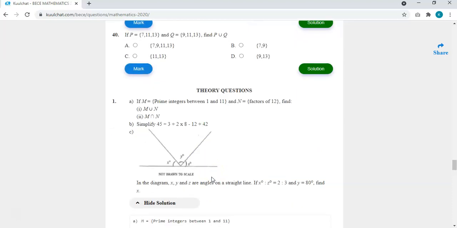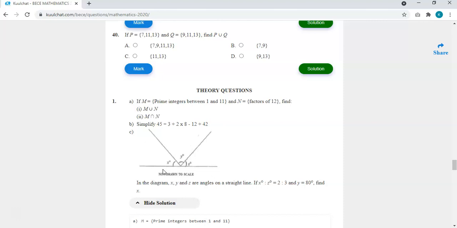Then C. C says, in the diagram, X, Y, and Z are angles on a straight line. Now, if the ratio of X to Z is equal to 2 is to 3, and Y is equal to 80 degrees, find X. Okay, so here we can solve it in 2 ways. One is using the substitution method. Then the second one is using the concept of ratios.